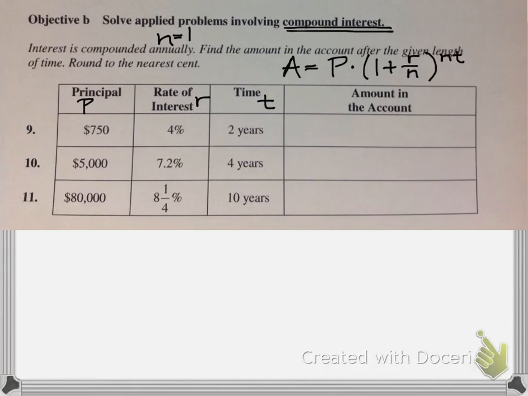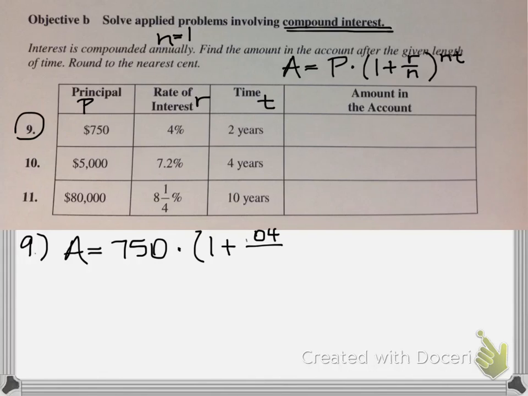So now let's look at one of these. We're going to look at the first one, number 9. So the amount in my account is going to equal my principal of $750 times 1 plus my rate of 4%, converted to a decimal would be 0.04, over n, which we had already identified as 1, and the power is going to be 1 times time in years, which is 2.